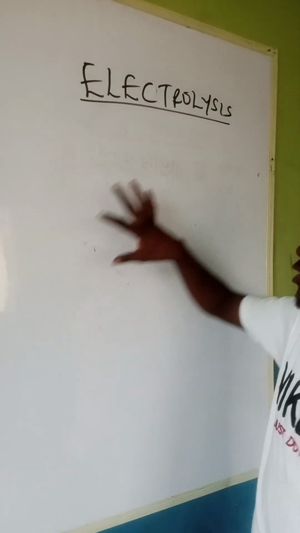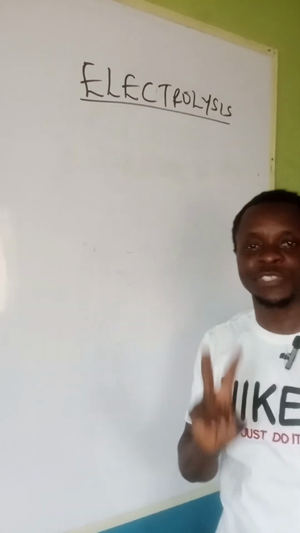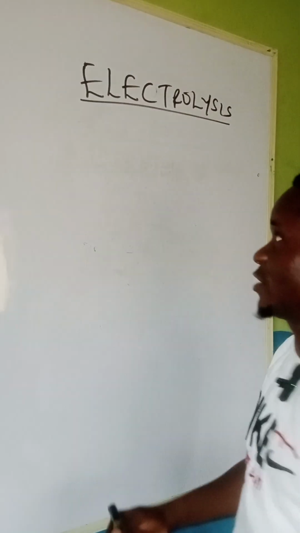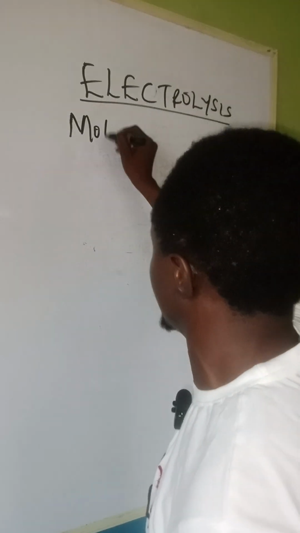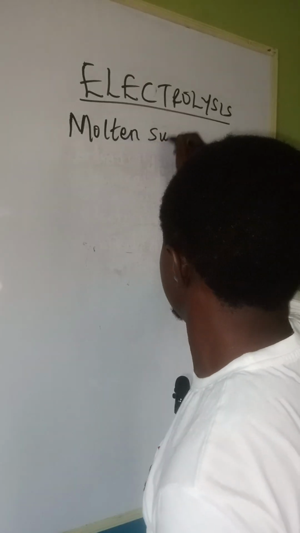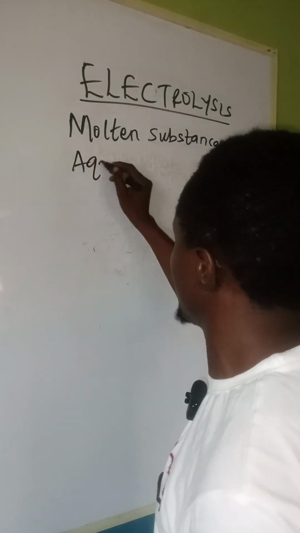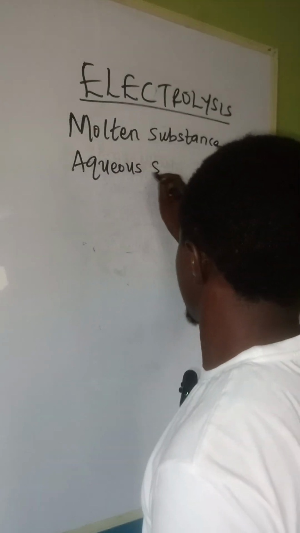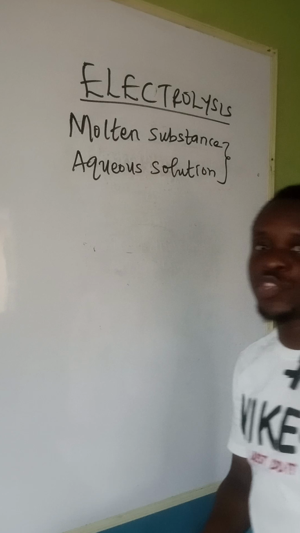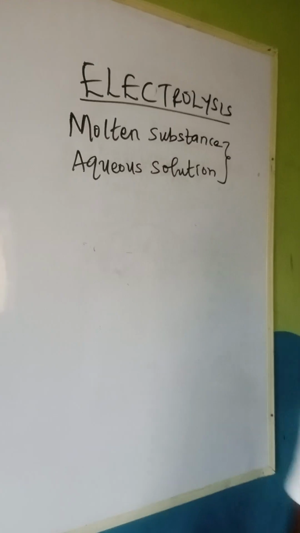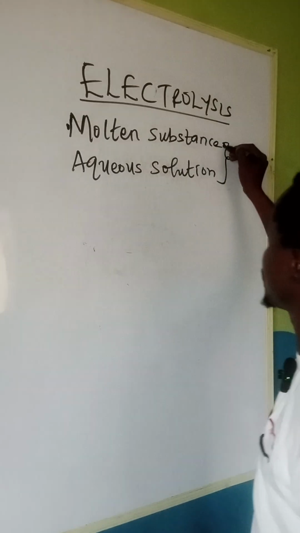Now, before we go into electrolysis, let's look into two major terms which are very important in the study of electrolysis. The first is molten substance, and the second is aqueous solution. Now, these two terms are very important in our study of electrolysis. Now, the first one is this: what is molten substance?